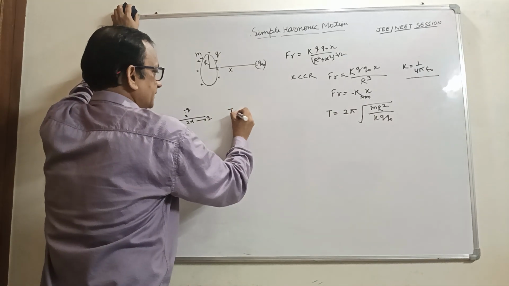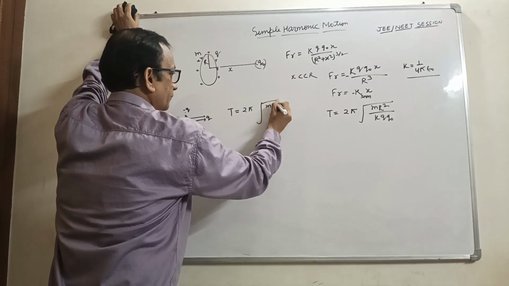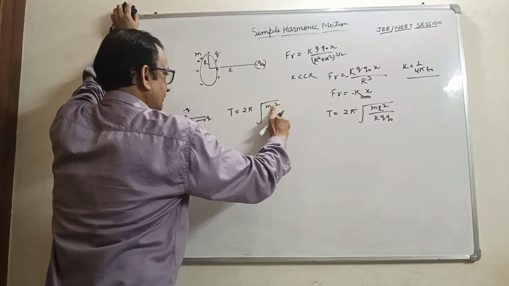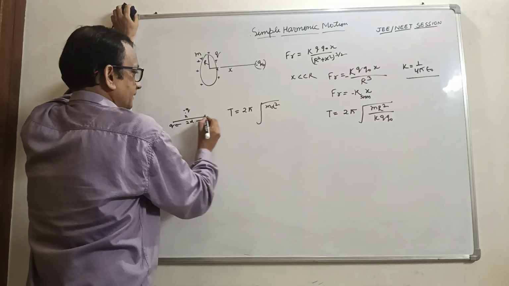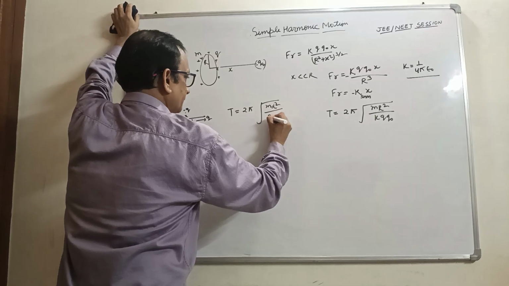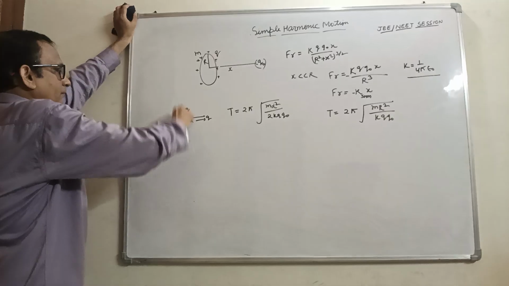Similarly, the time period would be like this, but with two charges here. So this becomes T equals 2 pi under root m r square, which becomes m d square, where d is the distance from here, upon 2k Q q naught. This is the time period for this charge.